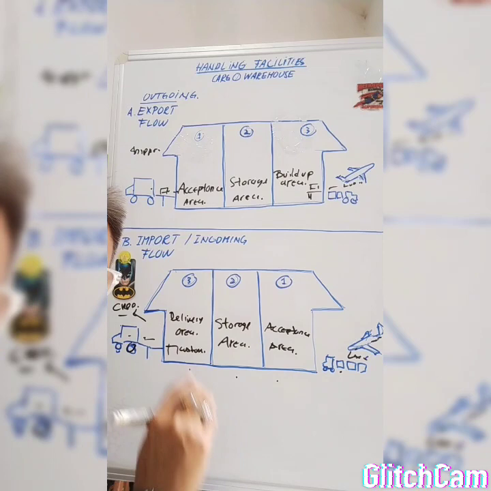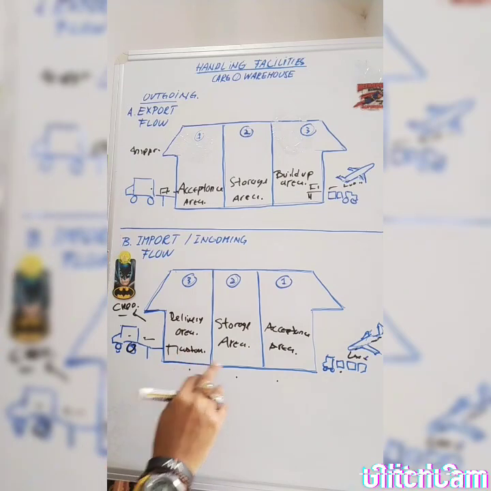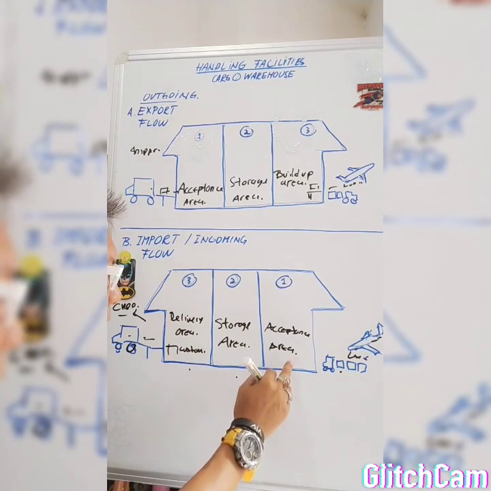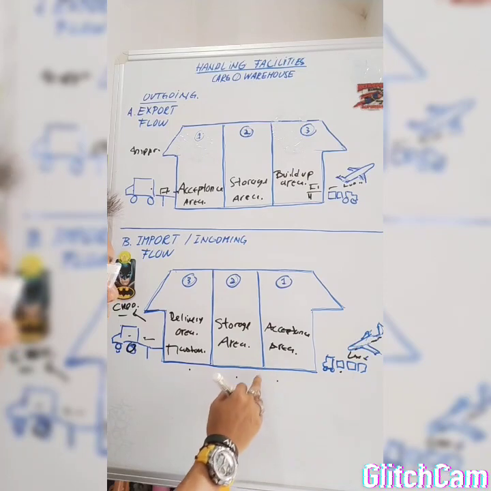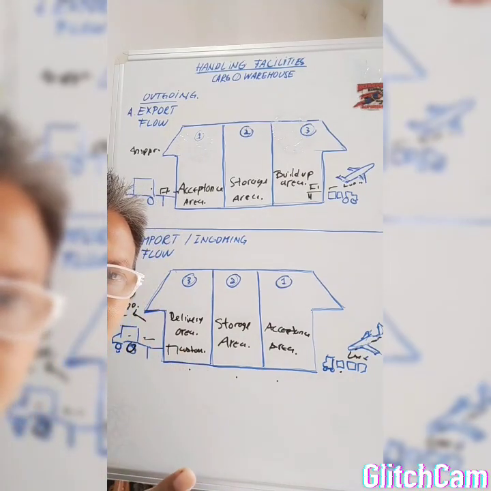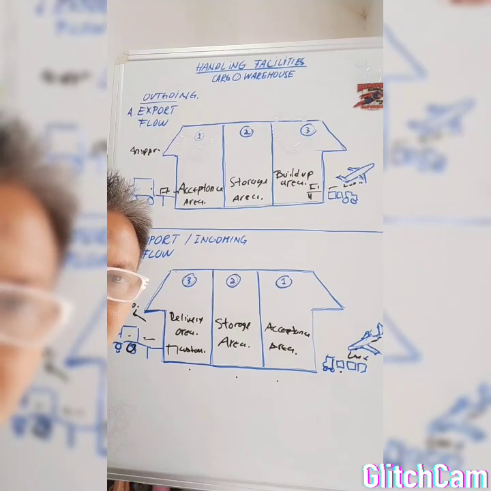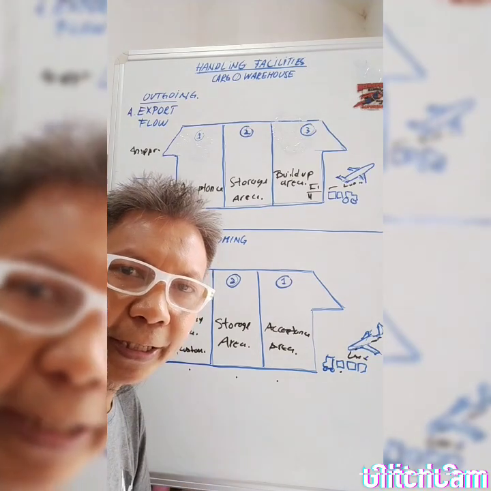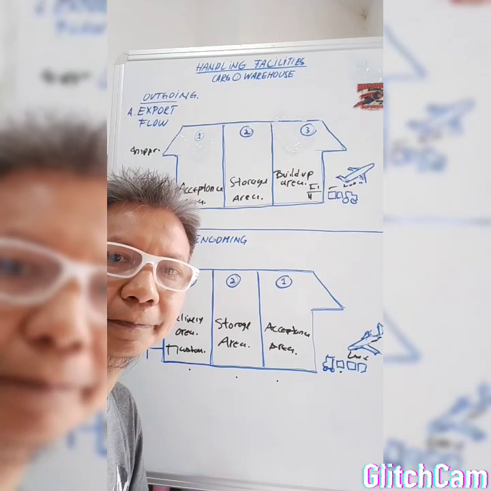Of course, there are sub processes inside each area: acceptance, storage, and delivery. We will talk further about it. I will talk about it in the further explanation.